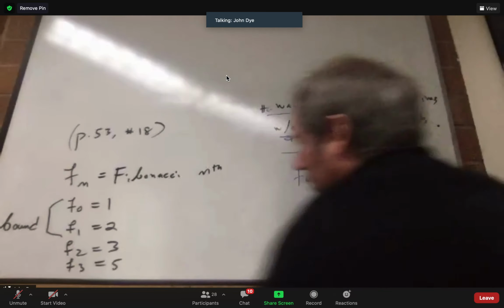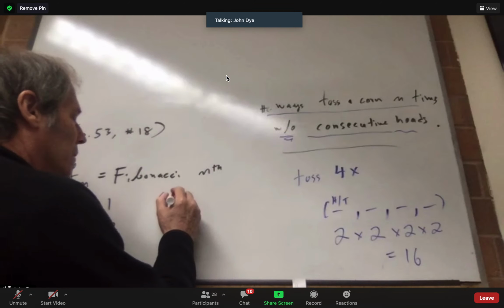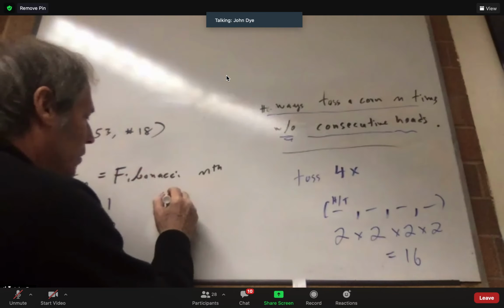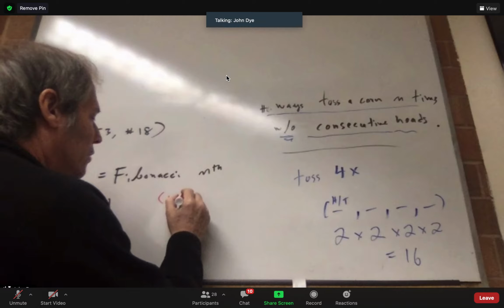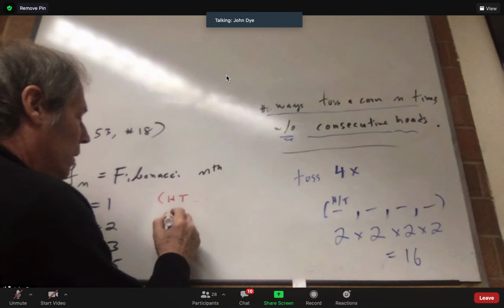Let's see if we have another one. So how many are there? You don't want to get two heads in a row. So you could start with a head, the next one has to be a tail, and then there's 2 more. How else could I do this?